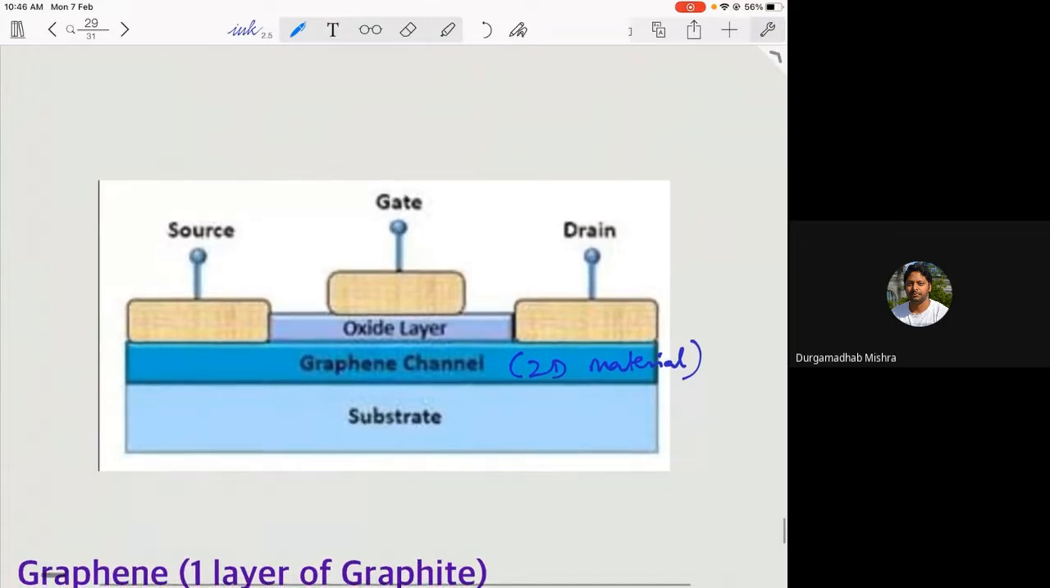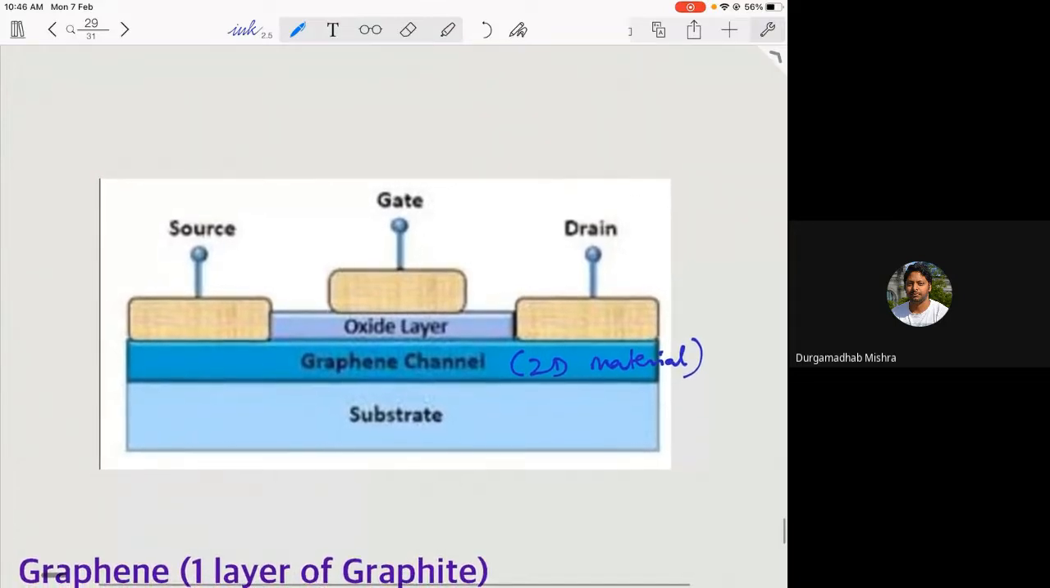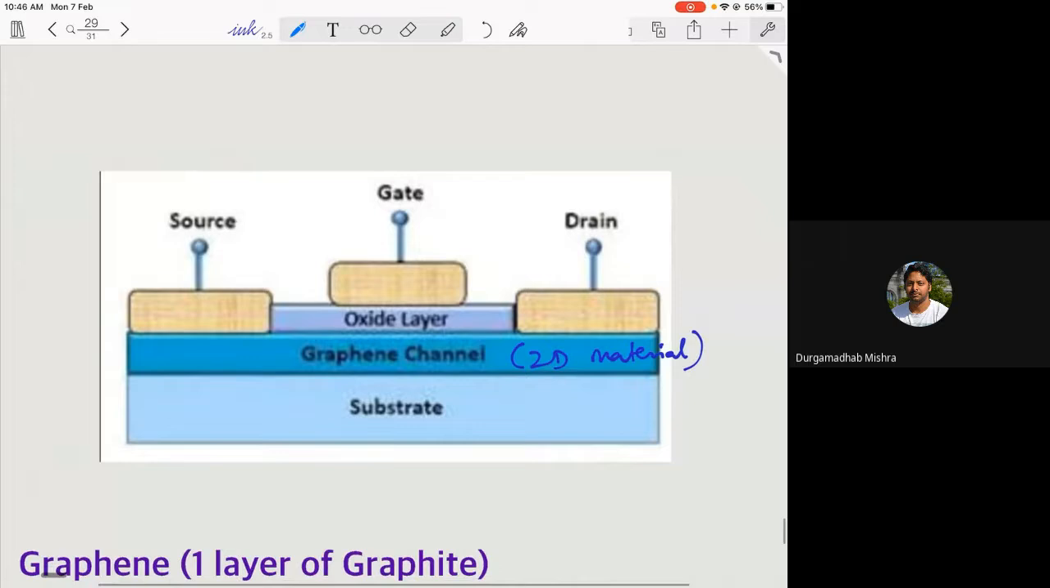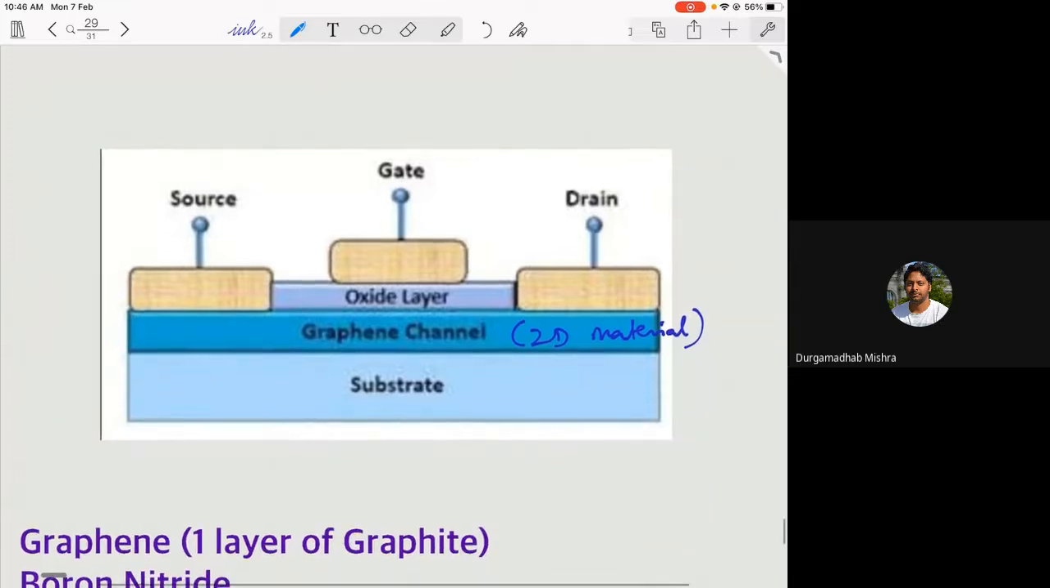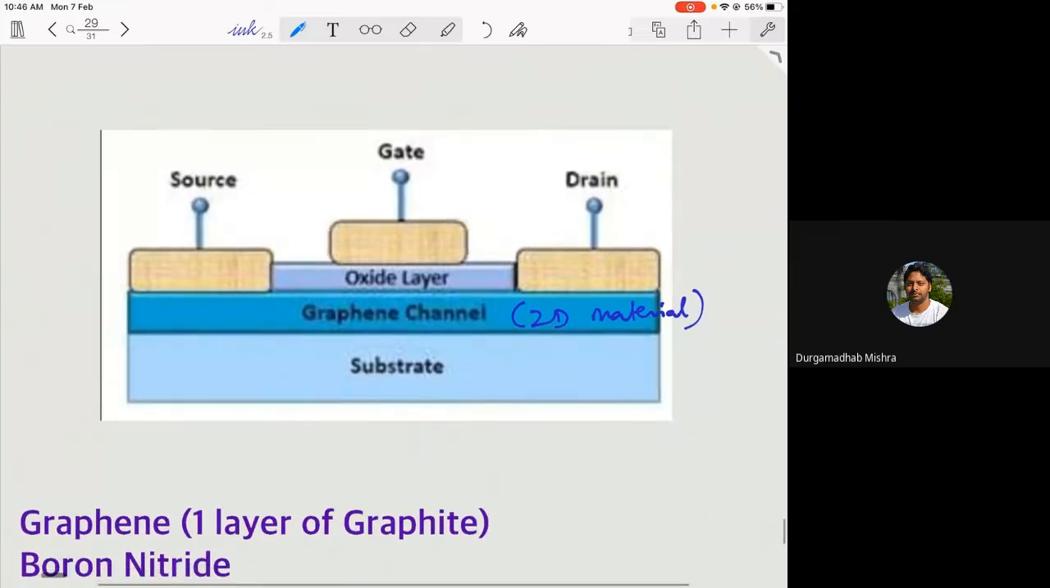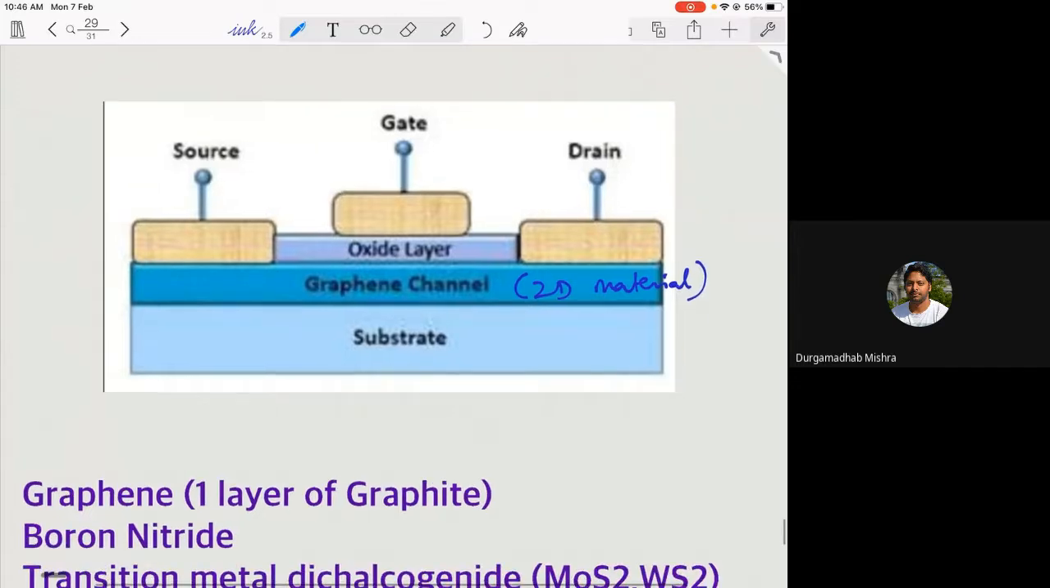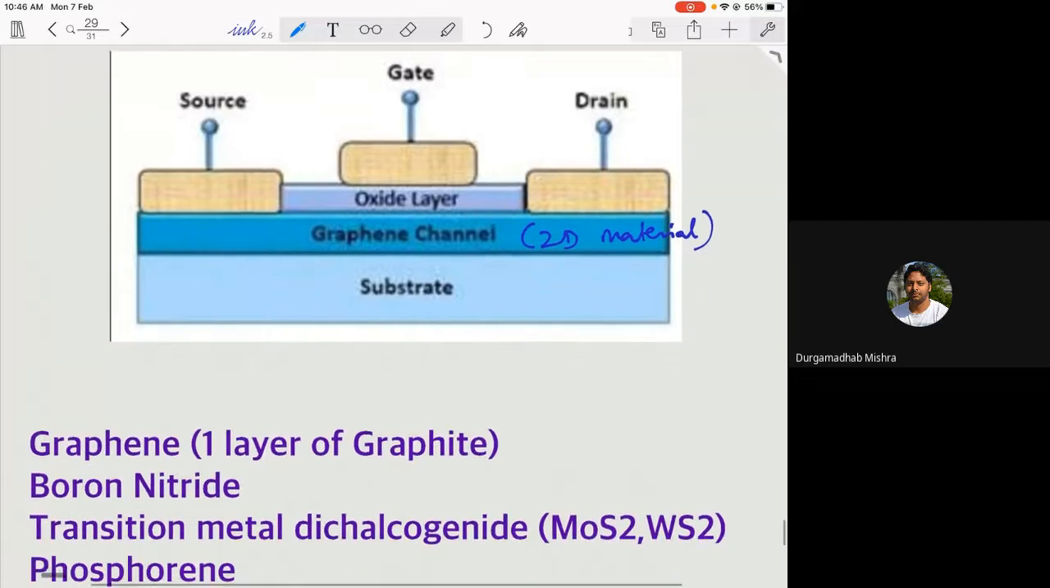But research, of course, is going on in that direction, and hopefully in the next 5 to 10 years we will have it. There are already devices based on these 2D materials, but not on a large scale, like in the markets that you see. But most likely in future we will have these kinds of 2D materials in our transistors. There are many possible 2D material candidates.